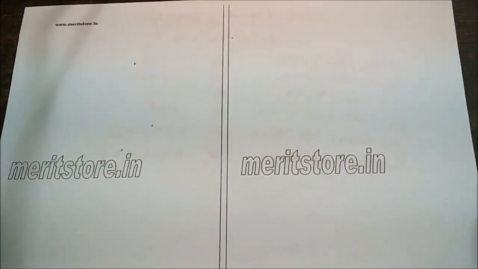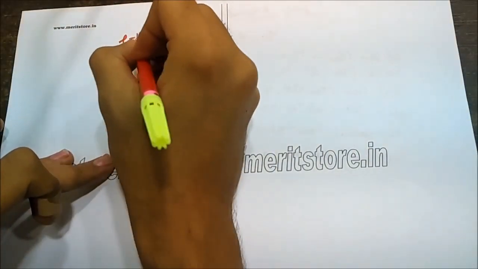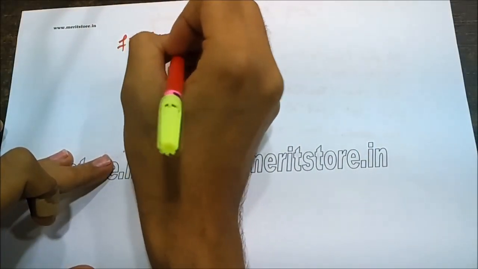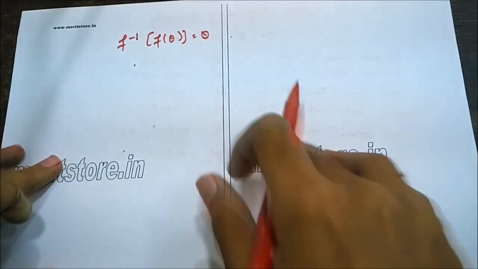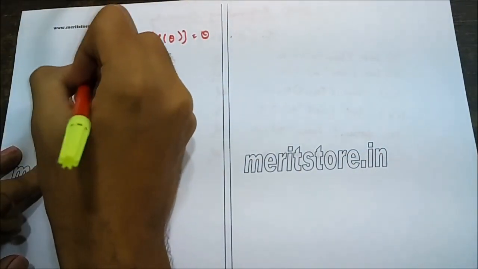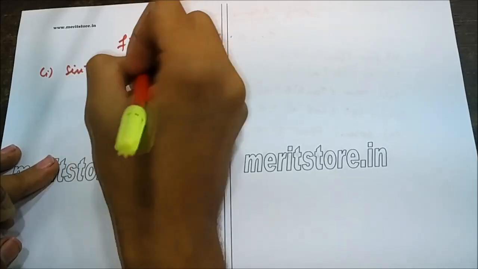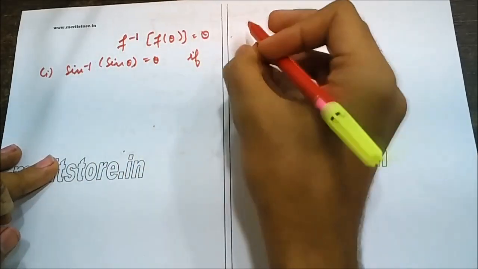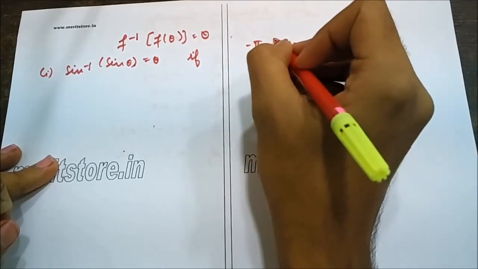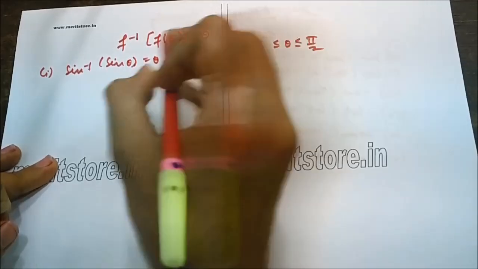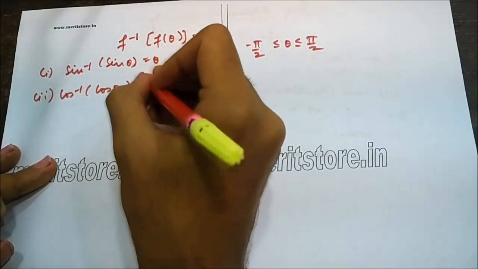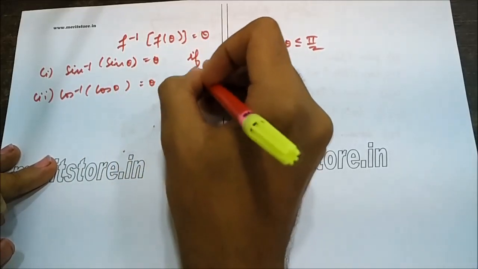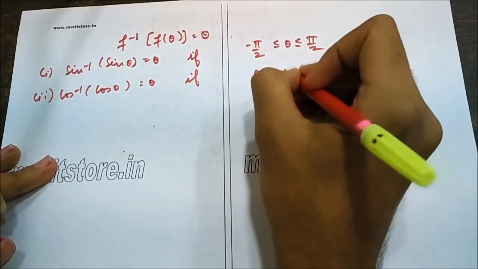So now we'll see the self-adjusting property 2, that is in the format f inverse f theta is equal to theta. So the first is sine inverse sine theta is equal to theta if theta ranges from minus pi by 2 till pi by 2. Second, cos inverse cos theta is equal to theta if theta ranges from 0 to pi.